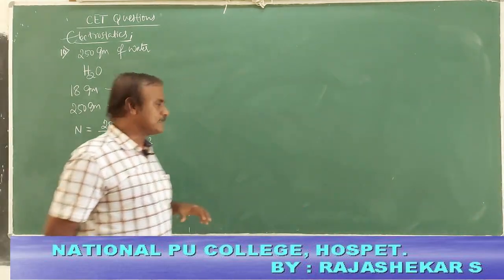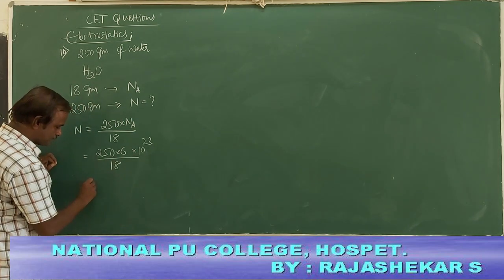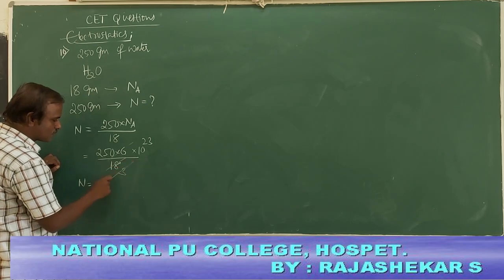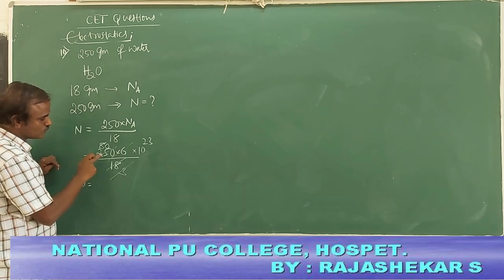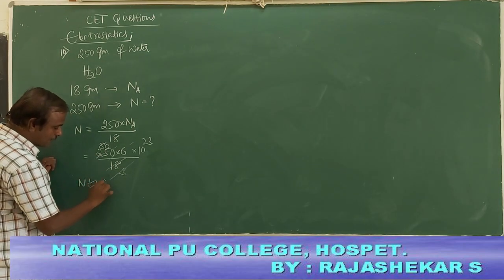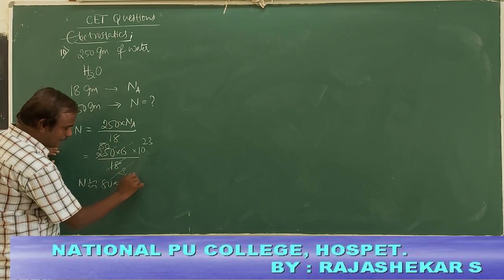So for easy simplification, divided by 18, students. This number 6 is 3 times 18, so here also 380 point something, because 3 times 8 is 24. So approximately I take it as 80 into 10 to the power 23 molecules.